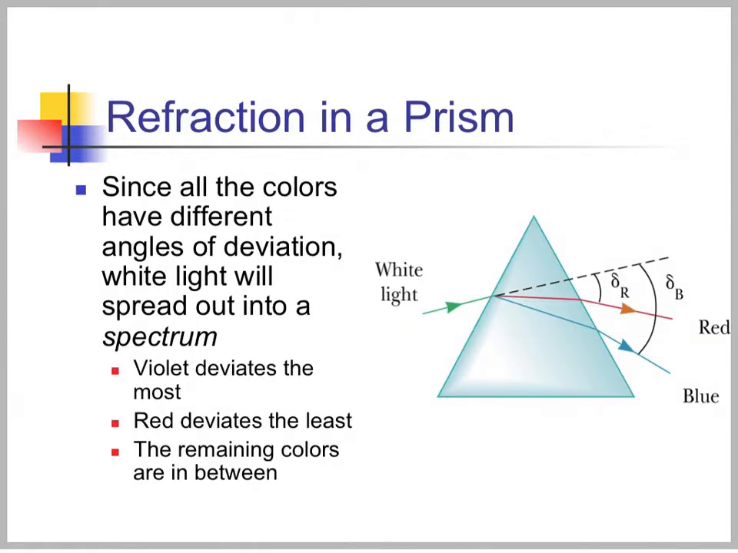Since all colors have different indices of refraction, therefore different angles of deviation, white light shined into a prism spreads out into a spectrum. Blue light bends the most at each surface, so blue light is going to have the bigger angle of deviation than red. In between, we'll have all the different colors of the rainbow.